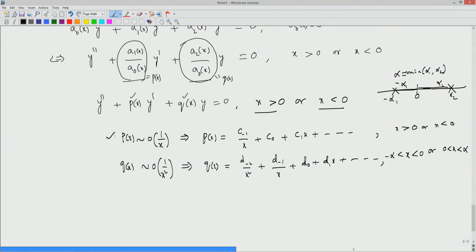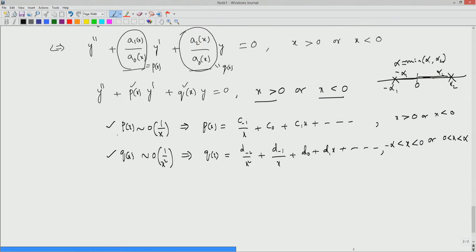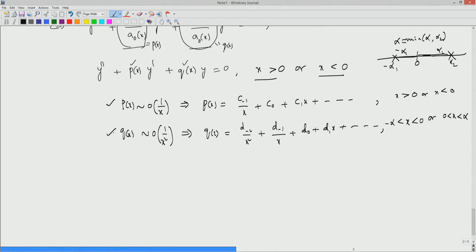When p and q have this power series representation, where you are allowed to have only 1/x order in p and 1/x squared in q, then we can apply this Frobenius method. Assume that in p(x), c_{-1} is constant by x and all other terms are 0. Similarly, all the other terms in q are 0. Assume such a p and q.